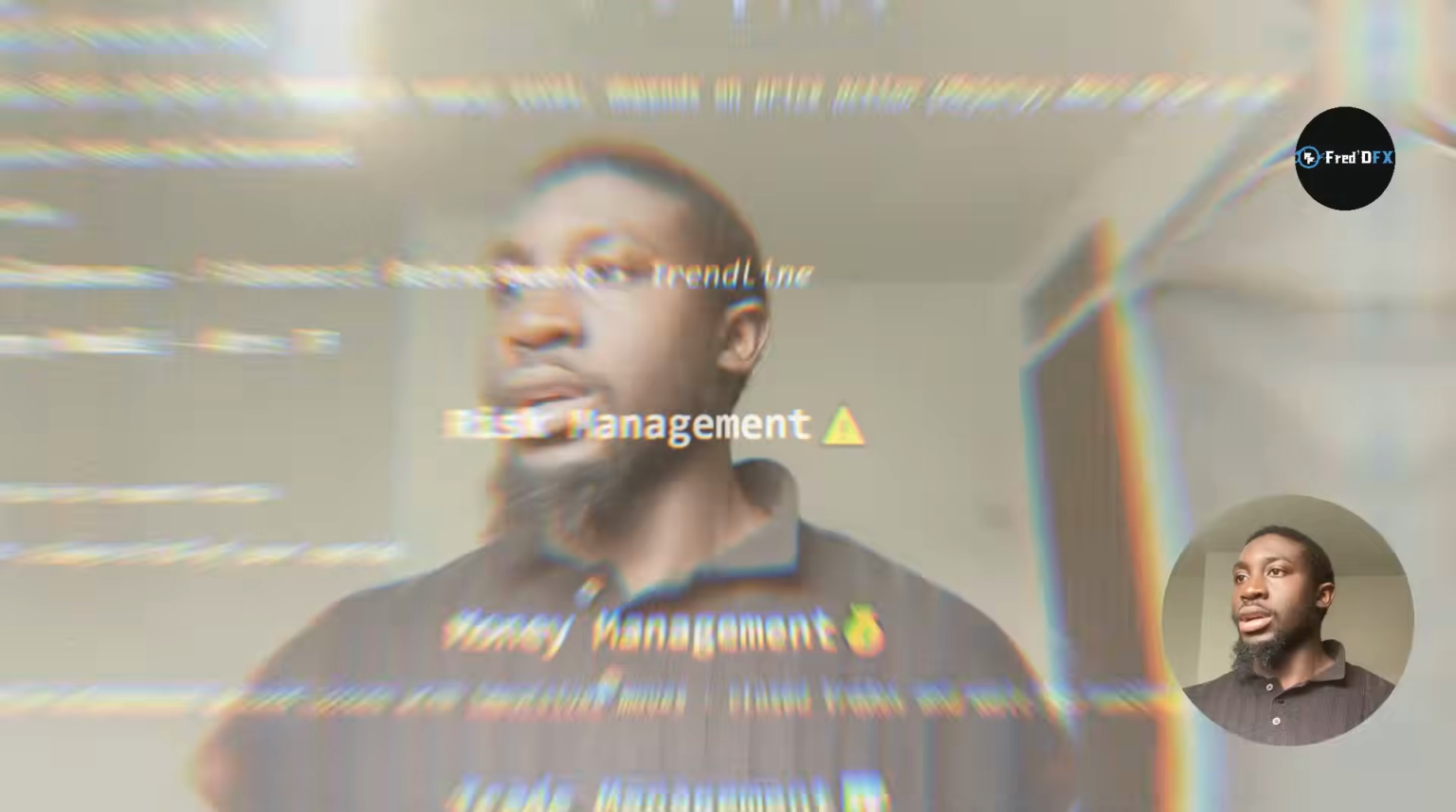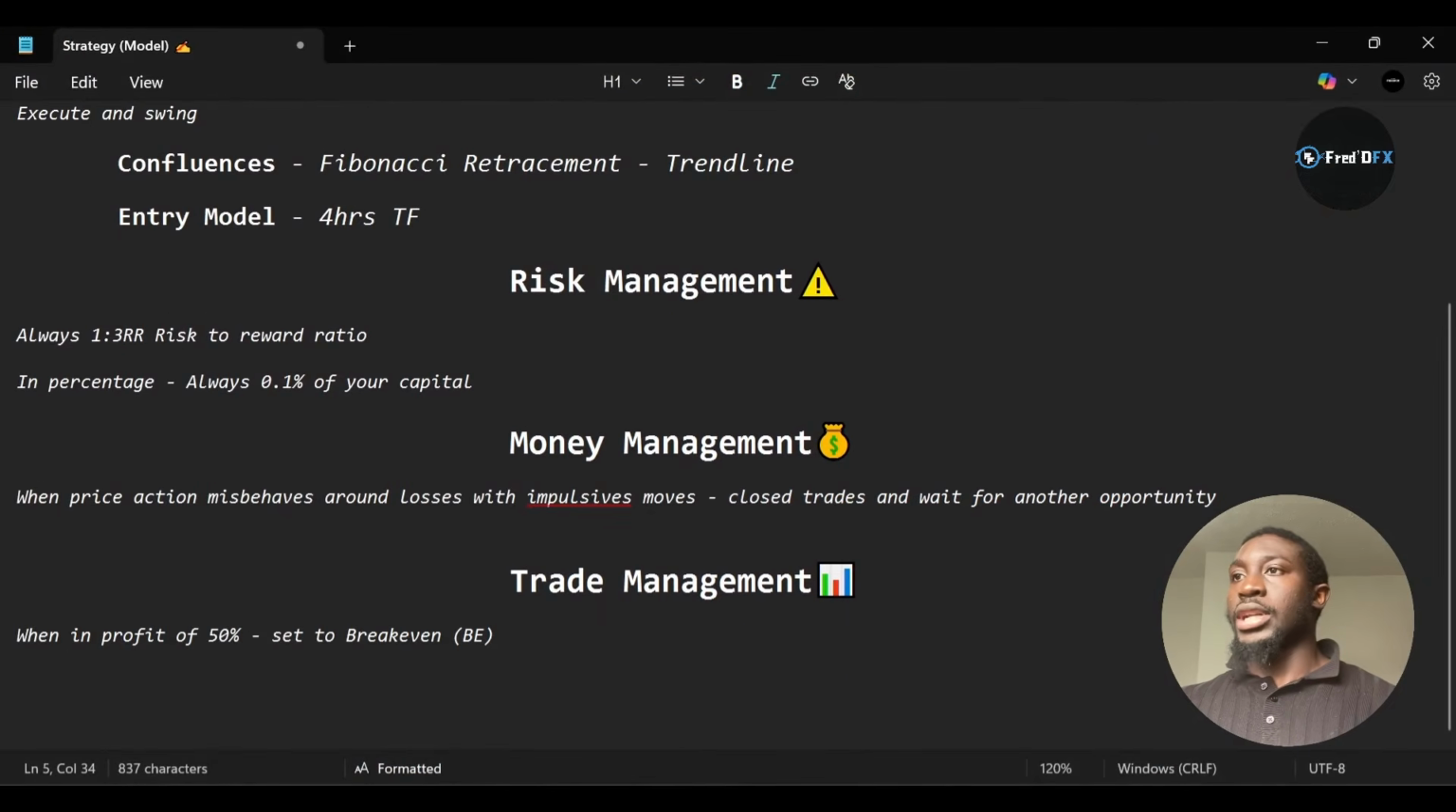You are doing well. So now, let's go to money management. Now, when price action misbehaves around losses with impulsive moves, close trades and wait for another setup. You see this one here? I have done well on this money management. If I'm seeing a useless setup, I know where to leave my trade to give me money because I master price action.